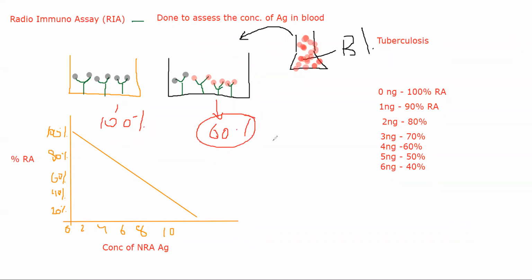What I will do is I will correlate this with this. So I know now that if radioactivity is 60%, the concentration of antigen in that blood sample is 4 nanograms. ठीक है? This is radioimmunoassay. समझ में आया? Did you guys understand, or do you want me to repeat it again? Okay, I'll take that as a yes then.